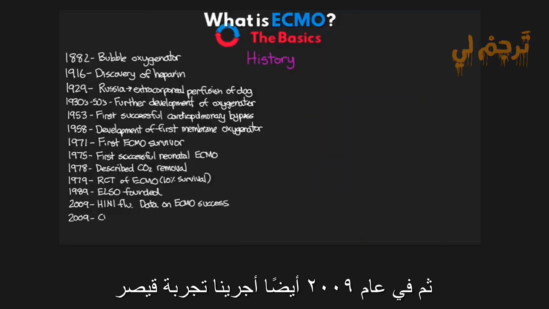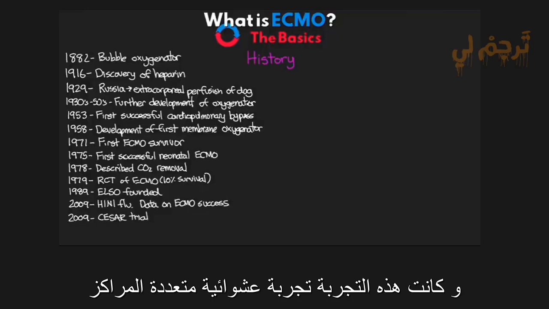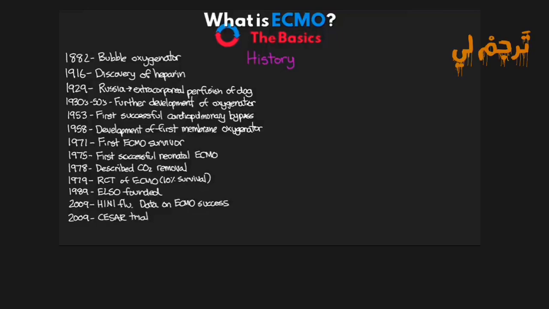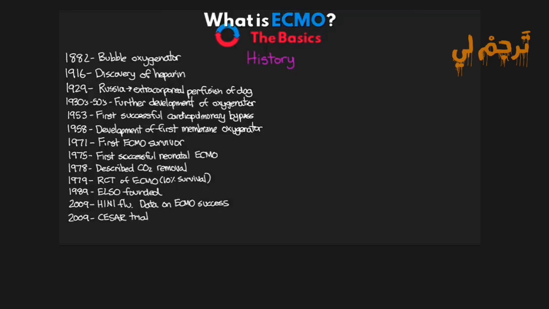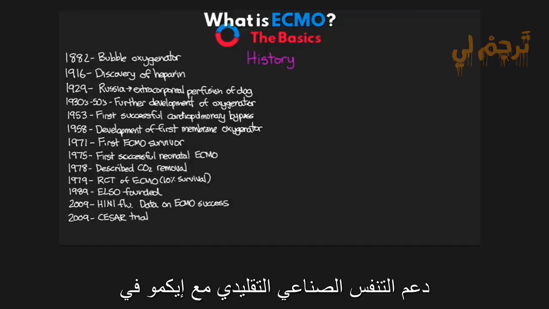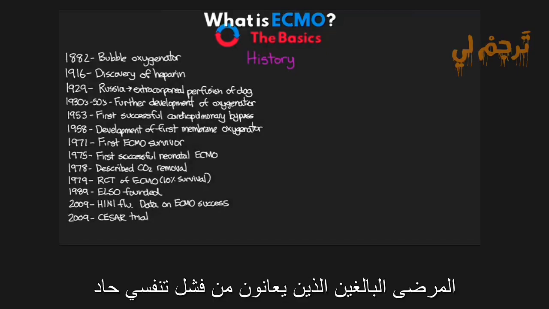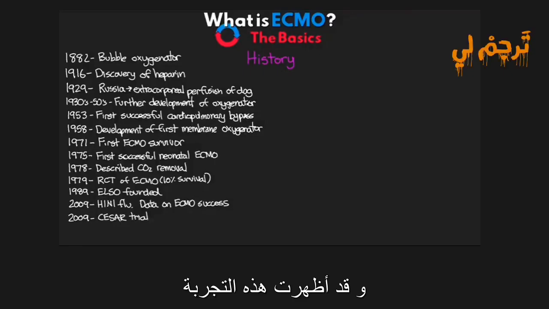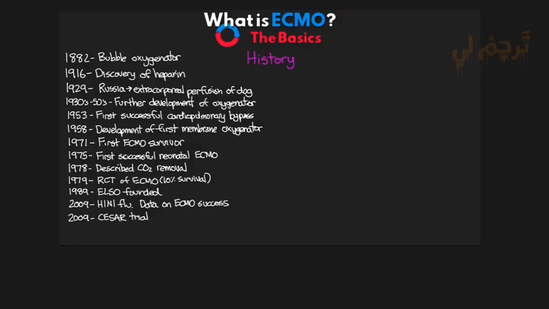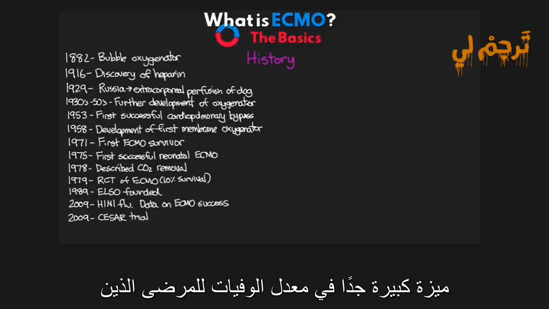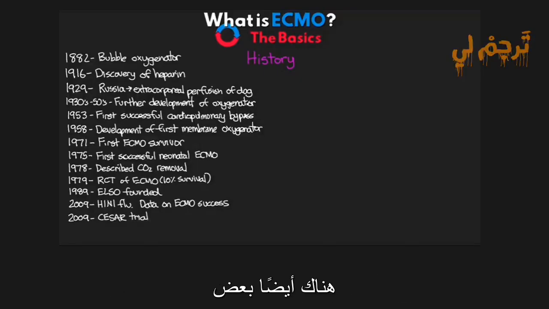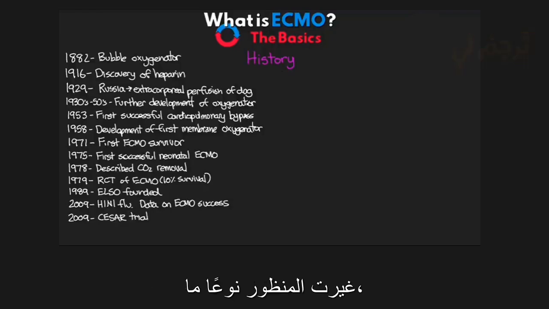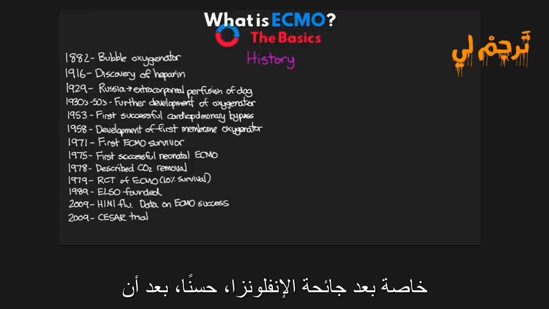Then also in 2009, we had the CESAR trial. This trial was a multi-center randomized controlled trial that published its results in The Lancet. Essentially, they were comparing conventional ventilatory support with ECMO in adult patients who had severe respiratory failure. The trial showed a pretty significant advantage in mortality for patients who ended up in the ECMO arm. Now, there were also some additional trials from that point till now, but this was really the big one that shifted the perspective, especially following that flu pandemic.